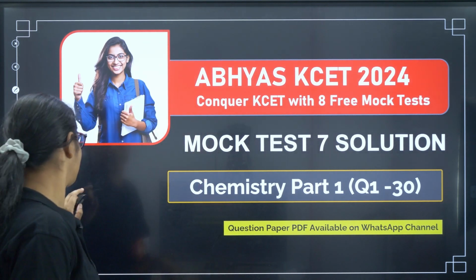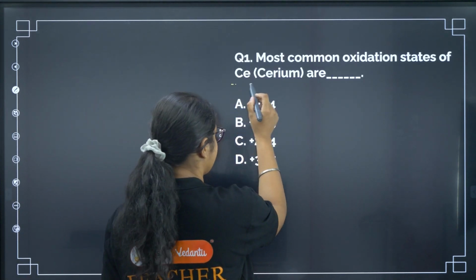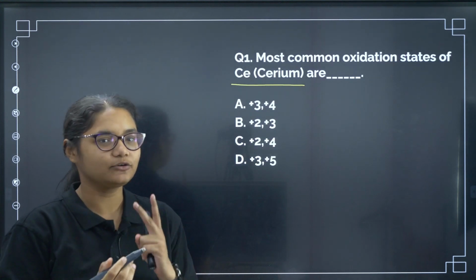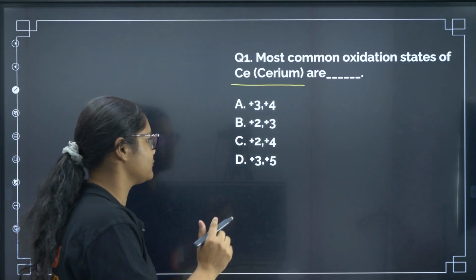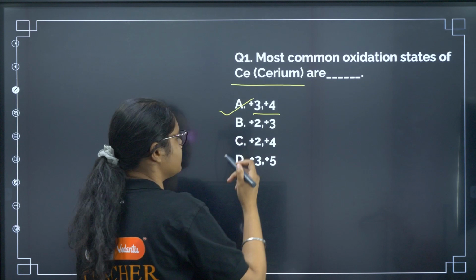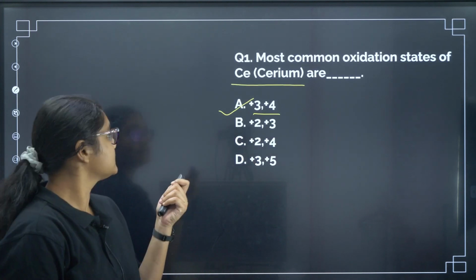So let us see the first question. The most common oxidation state of cerium. So cerium exists in two oxidation states, that is +3 and +4. So the correct answer for this question will be option number A. Okay. Now let us see the next question.